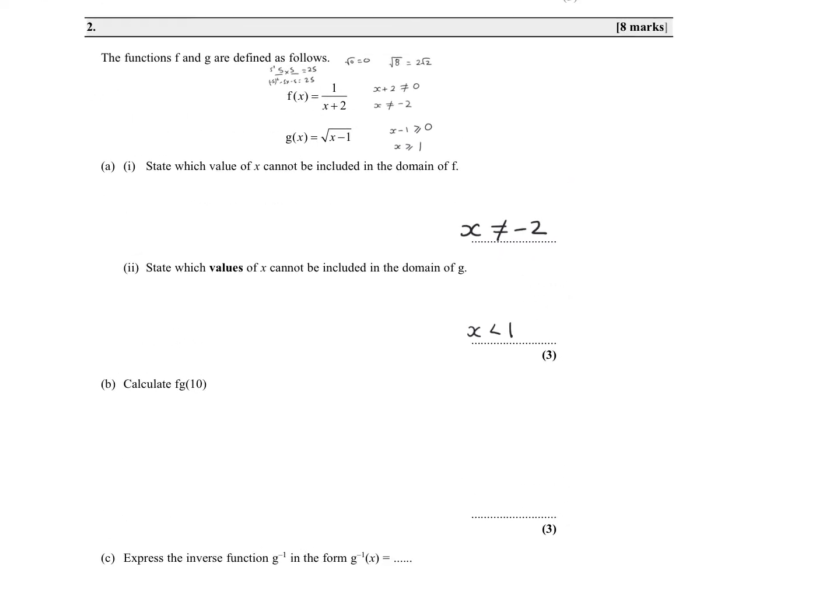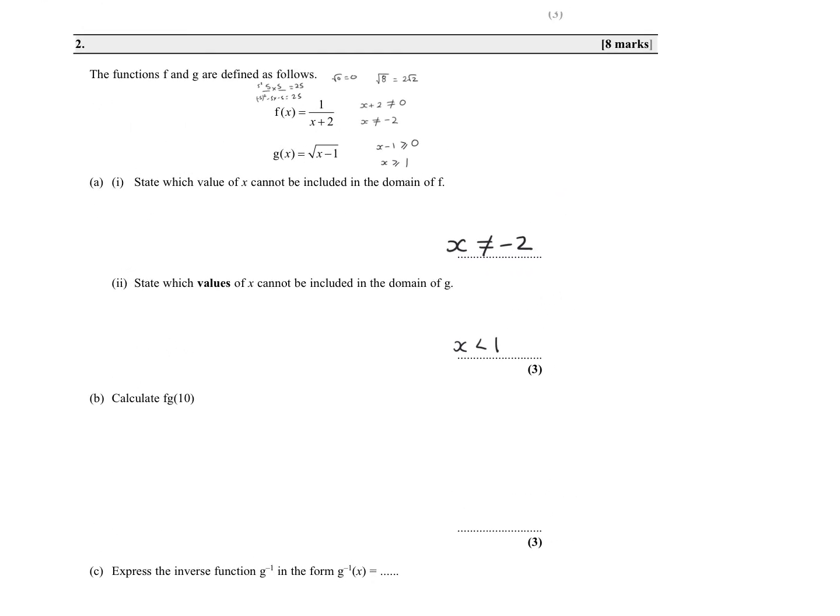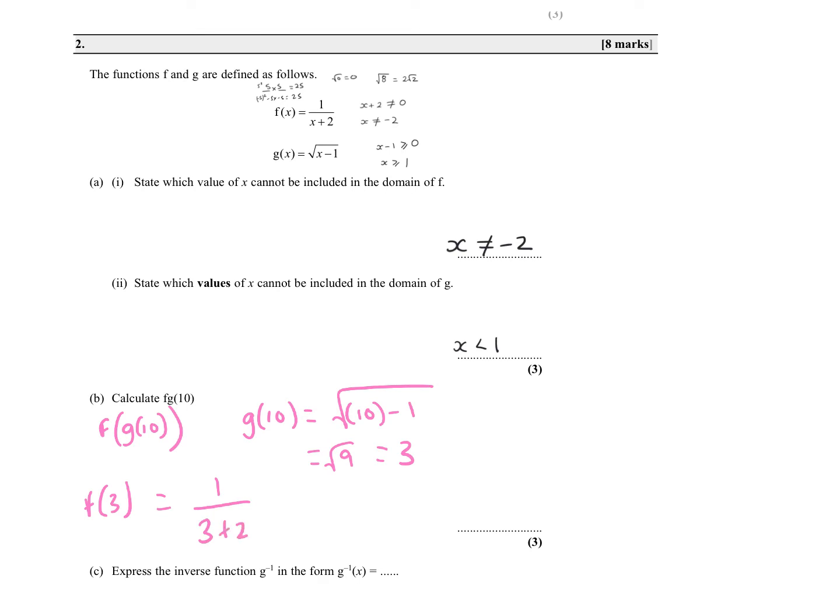Now we have part B and C, which are nice and simple. Very quickly, we're going to go through B. So we're going to do f of g of 10. What is g of 10? g of 10 equals the square root of 10 minus 1, which is root 9, which equals 3. Now f of 3 equals 1 over 3 plus 2, which equals a fifth, which is 0.2, or a fifth, either one. Nice and simple. That was really quick, and everyone in the class has got that right, which is perfect.